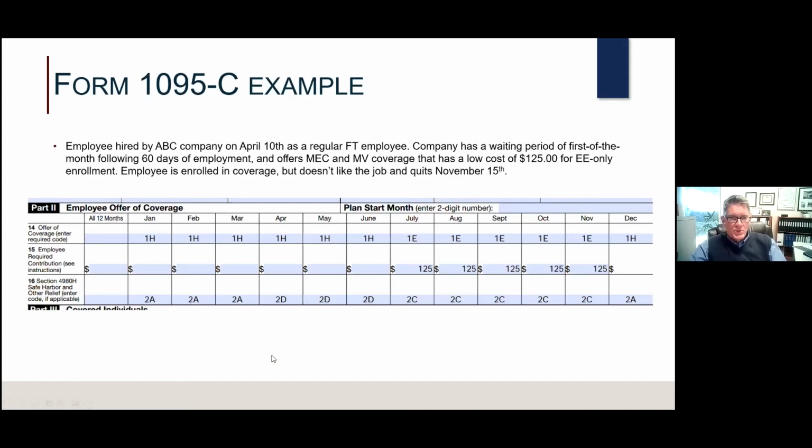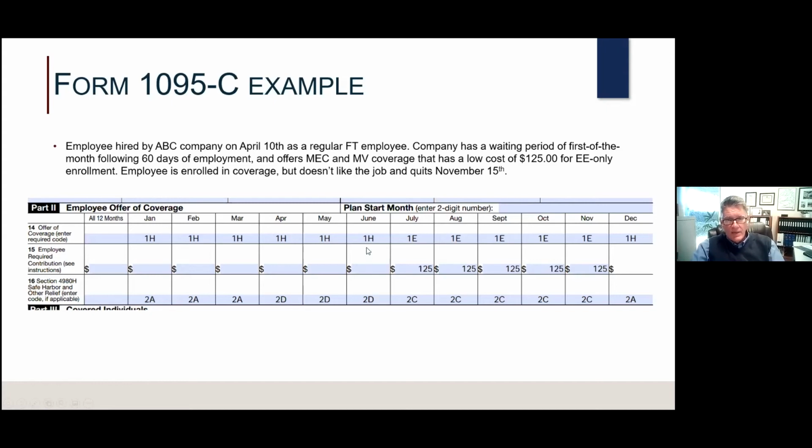In April, the situation changes though. The employee now works for you. They are your employee and they are a full-time employee. However, you're still not making an offer of coverage at that point because you have a waiting period. So there's no offer of coverage, but now the reason has changed. The reason is that the employee is now in your waiting period, first of the month following 60 days. So 1H, no offer of coverage, is now paired with 2D, the employee is in the waiting period. And so that condition then remains through June.